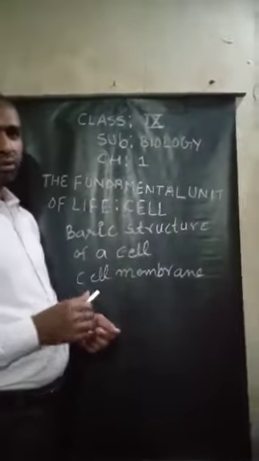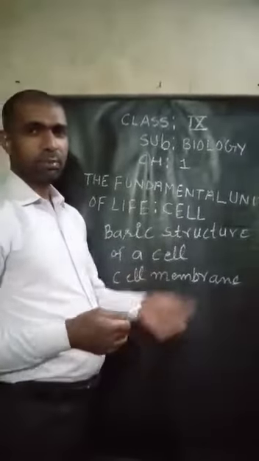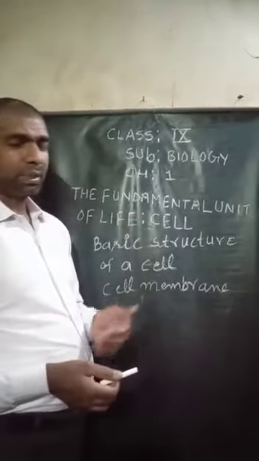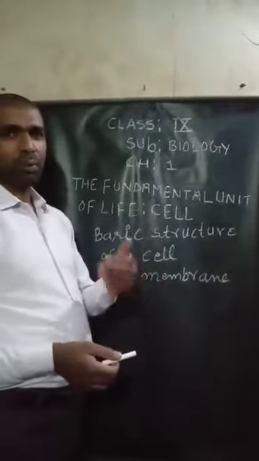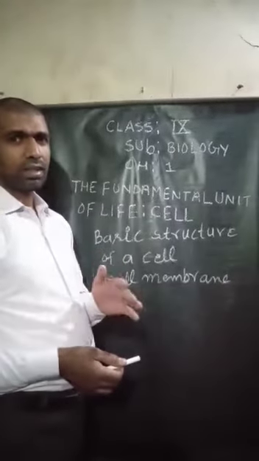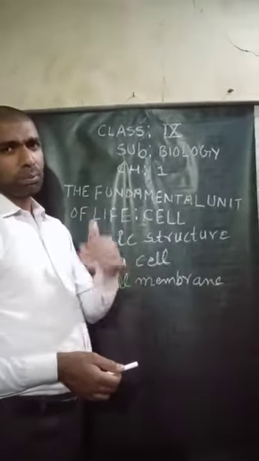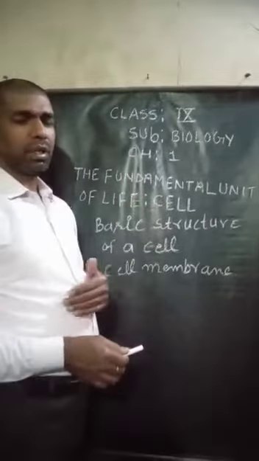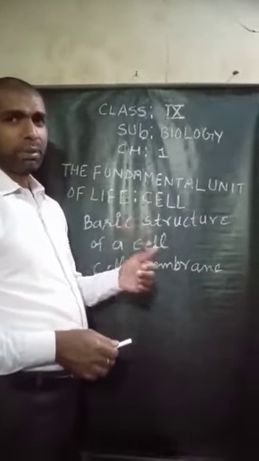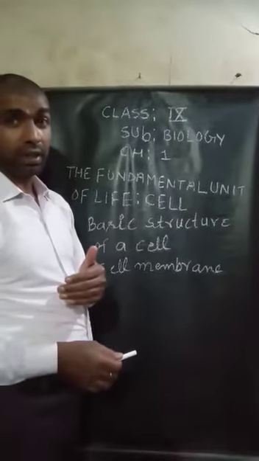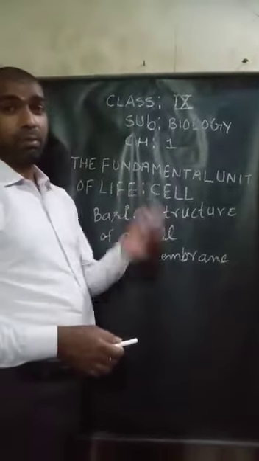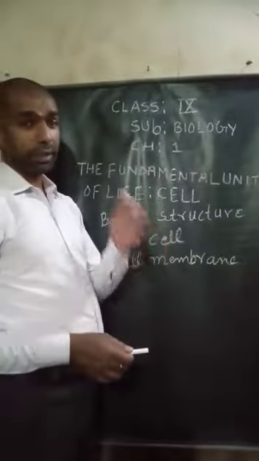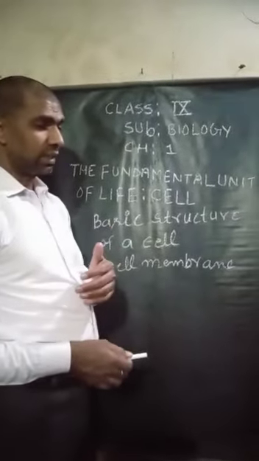First of all, we have to know what the cell membrane is. The cell membrane is also called plasma membrane. Cell membrane is also called plasma membrane, and plasma membrane is the outer selectively permeable membrane of the cell.